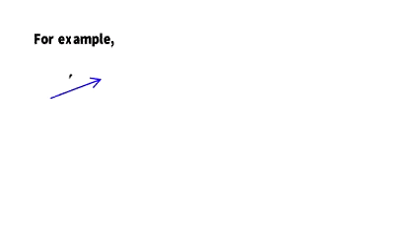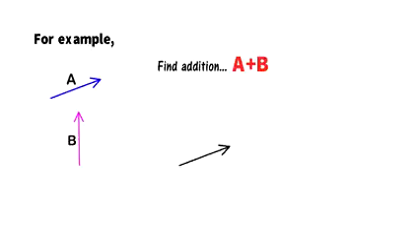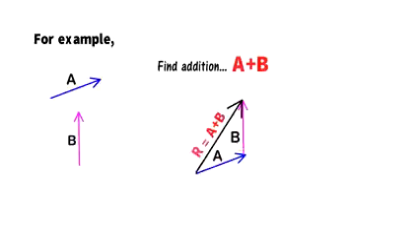Now for example, if I have two vectors A and B, and someone is asking me to find the addition of these two vectors, A plus B, what I will do is take the vector A, and now take the vector B and join the tail of vector B with the head of vector A. Then I will take another vector and join the tail of vector A with the head of vector B, and this is the resultant vector, and this resultant vector is giving me the addition of two vectors A plus B.